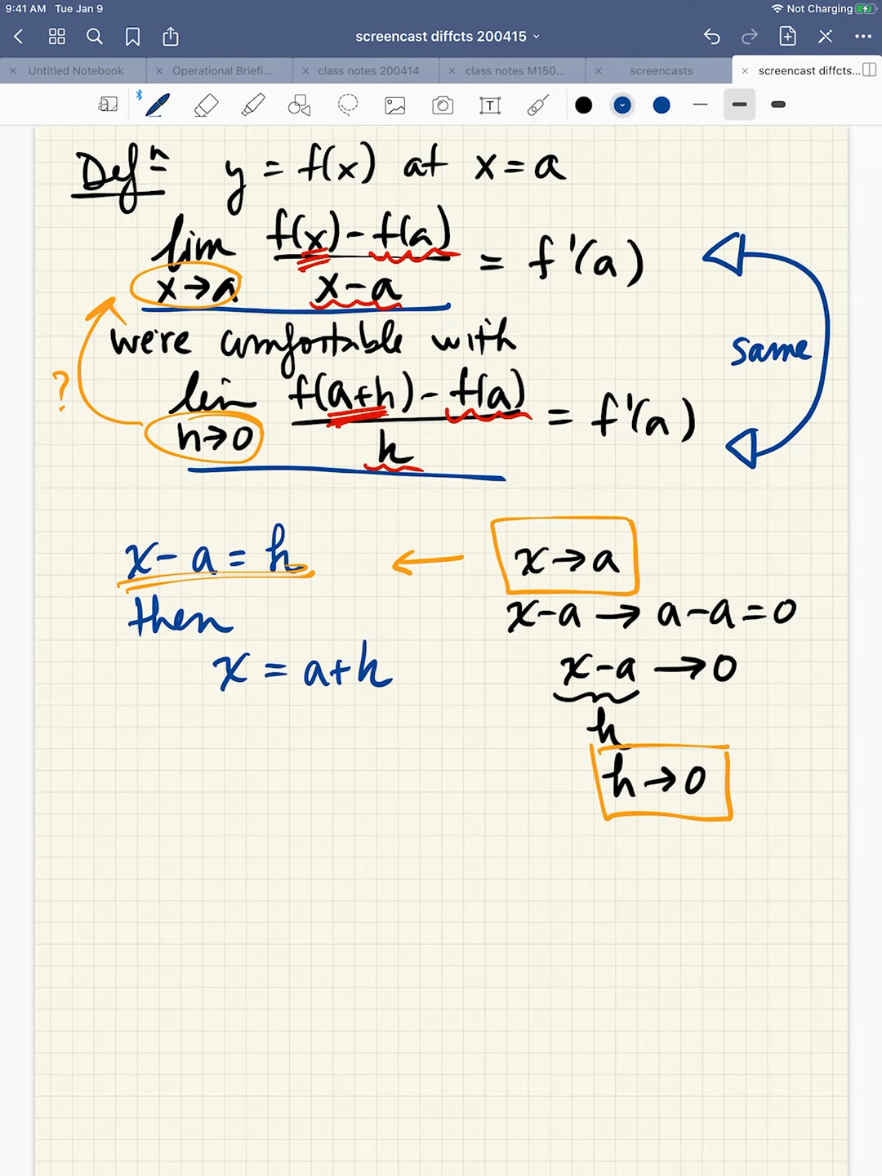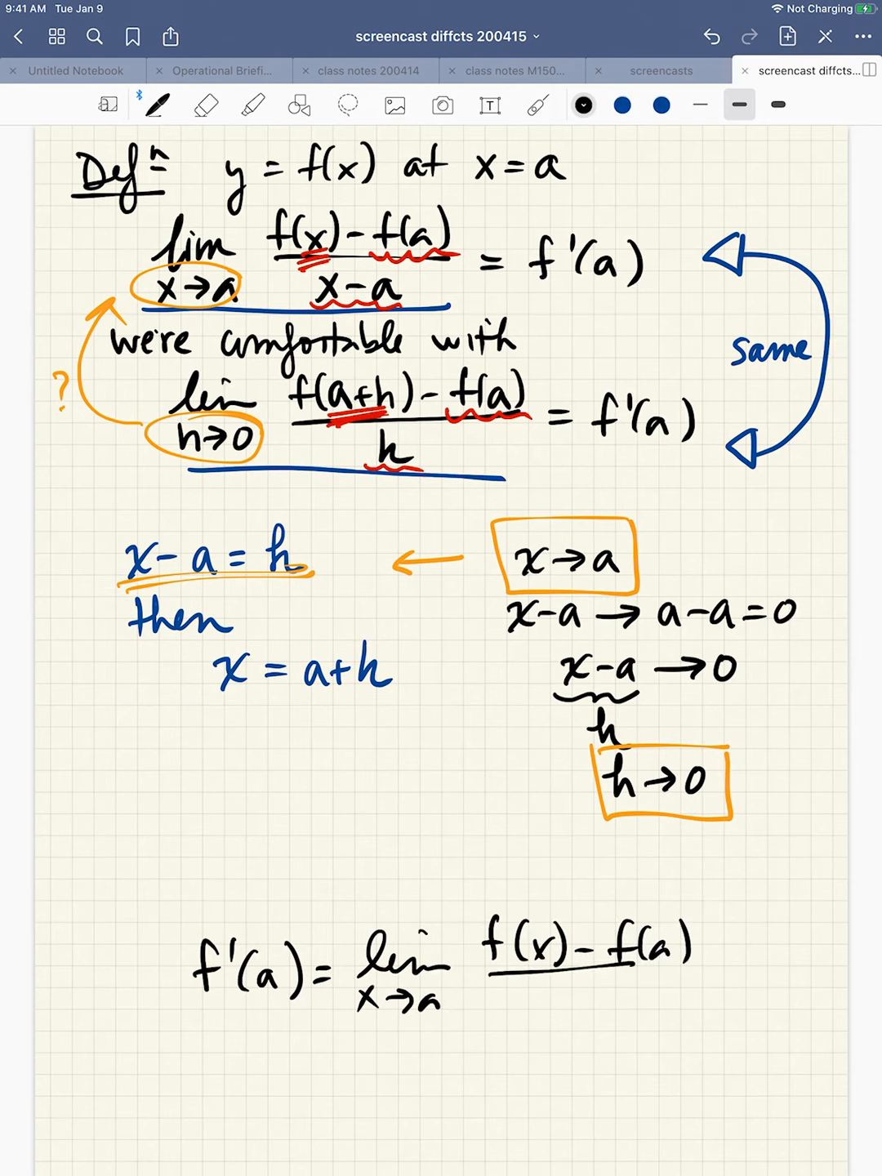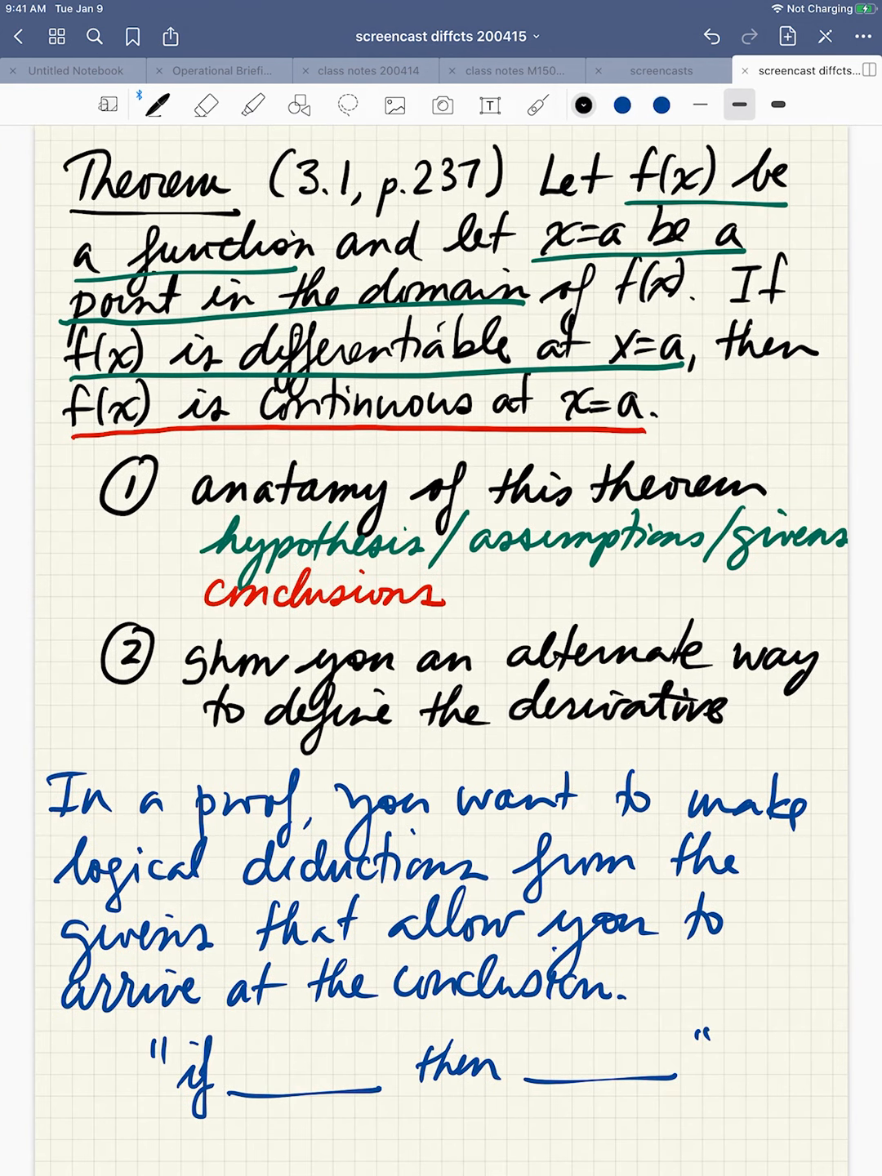Okay? So in the proof of Theorem 3.1, I'm going to use this alternate definition for the derivative. That is to say, I'm going to use the fact that f prime of a equals the limit as x goes to a of f of x minus f of a all over x minus a. Okay? So let's swipe back here a second. And let's copy this theorem.